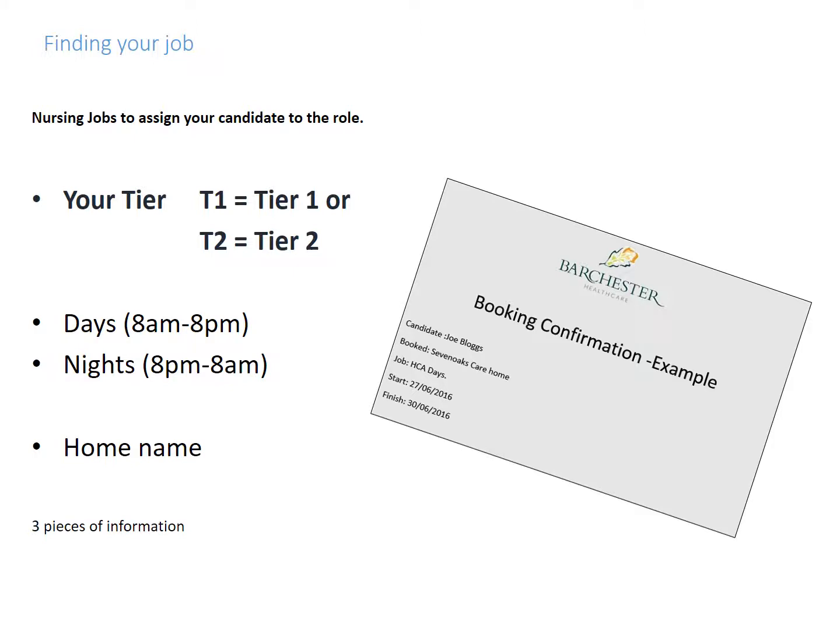Three things that we need in terms of actually looking at jobs is, first of all, what tier you're on. Most agencies will be on tier 1, but there are some agencies that are on tier 2. We need to know whether the job is going to be a day job or a night job, and obviously the home name, as you can see here. And typically you'll get an example here that looks like a particular booking.